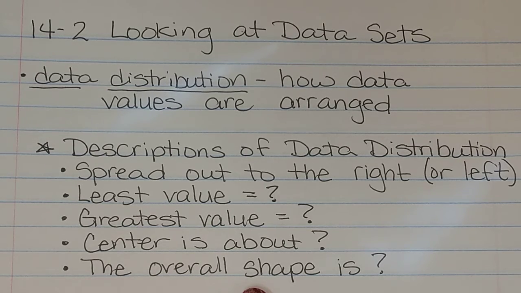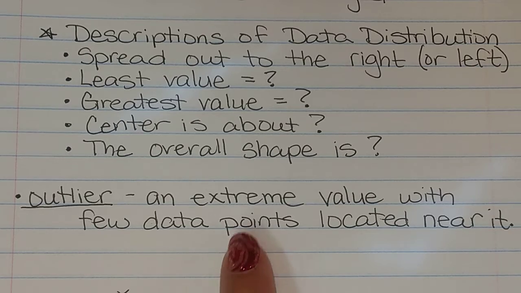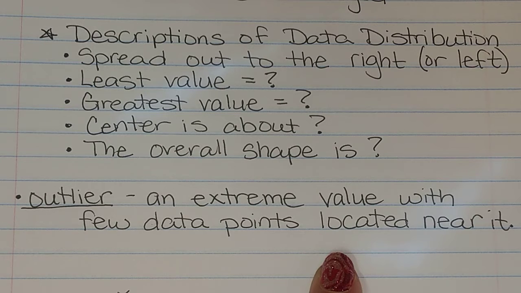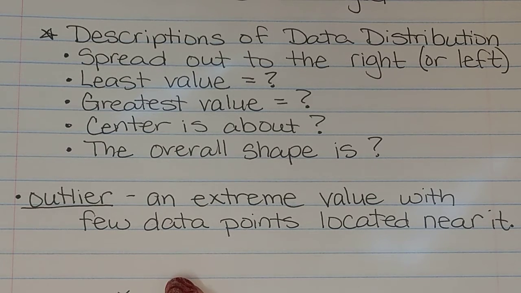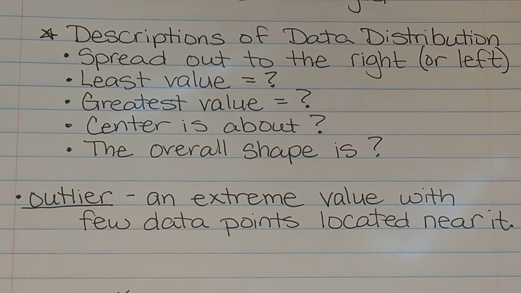Now, every once in a while, when we're plotting our data on a chart, we have something called an outlier that comes up. An outlier is an extreme value with few data points located near it. You'll need to look at how big your data graph is to figure out if you have an outlier or not. Usually, I'd say if there's about 15 to 20 points on your data chart, there should be 5 or more spaces between the main bulk of the data and your outlier, whether it's at the beginning or at the end.